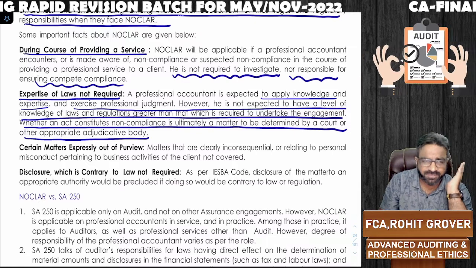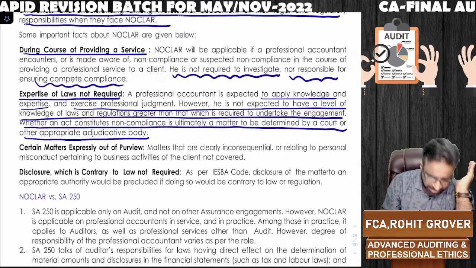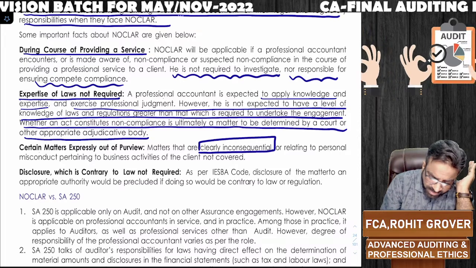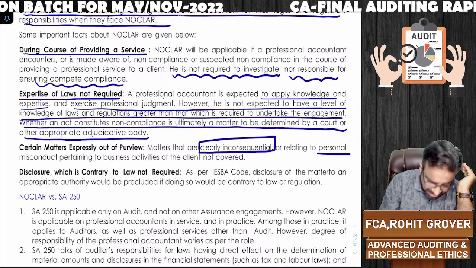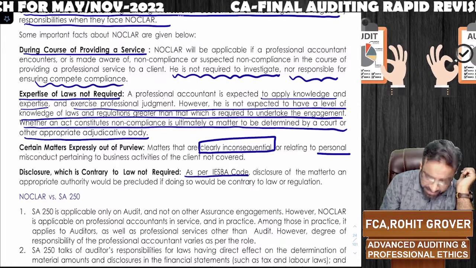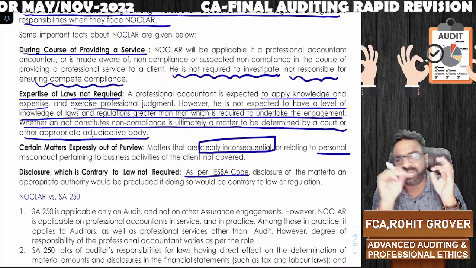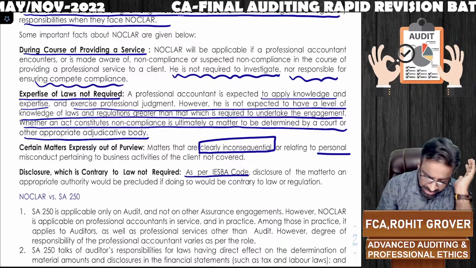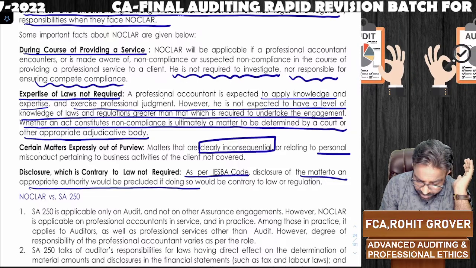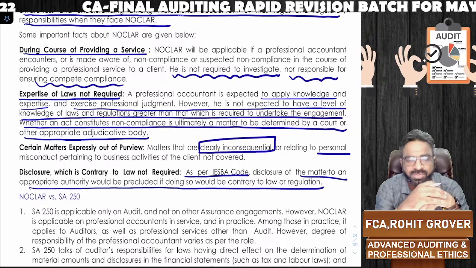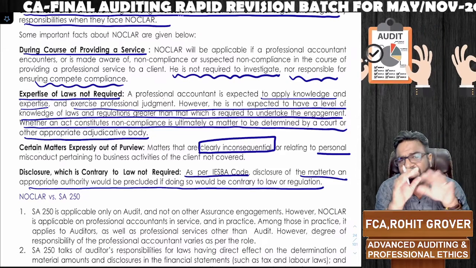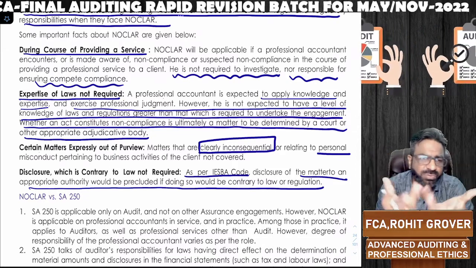Right or not? That is a different thing. Then what are the certain matters which are expressly out of the purview? Those NOCLARs which are clearly inconsequential in nature and which are personal in nature. Are you getting the point? And as per the IESBA code, what is the IESBA code? International Ethics Standards Board for Accountants code. Disclosure of the matters to an appropriate authority would be precluded if doing so would be contrary to the law or regulation. If it is against the law and regulation, then in that case you are not expected to disclose it to the regulatory authority.